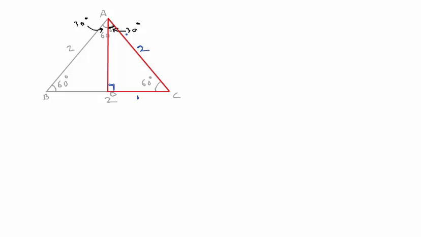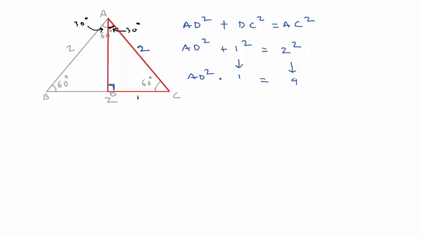The hypotenuse is AC, which is 2. So we could say that AD square, that is this length, square of that, plus DC square must be equal to AC square, or AD square plus 1 square is equal to 2 square. Now 1 square is 1 and 2 square is 4. So AD square plus 1 is equal to 4, therefore AD square must be equal to 4 minus 1, which is 3, and therefore AD is the square root of 3. So we have our number.